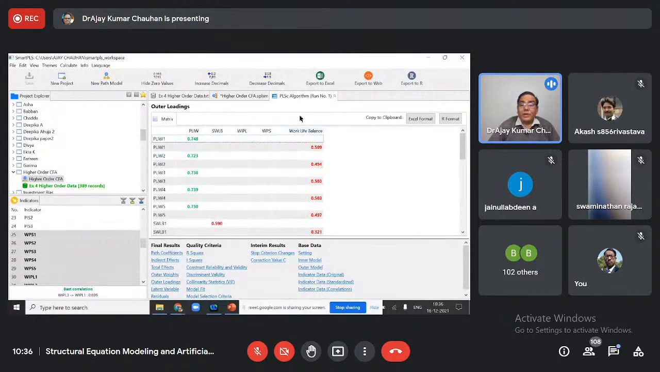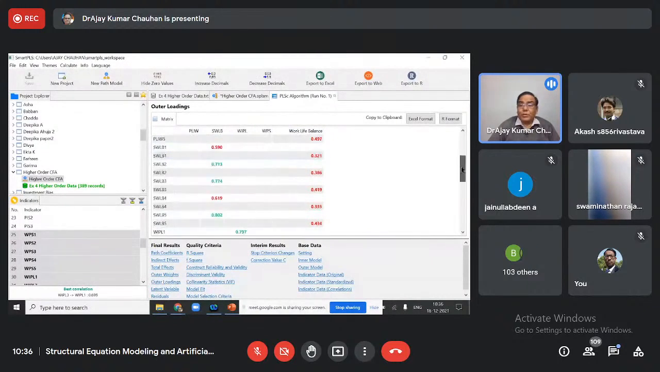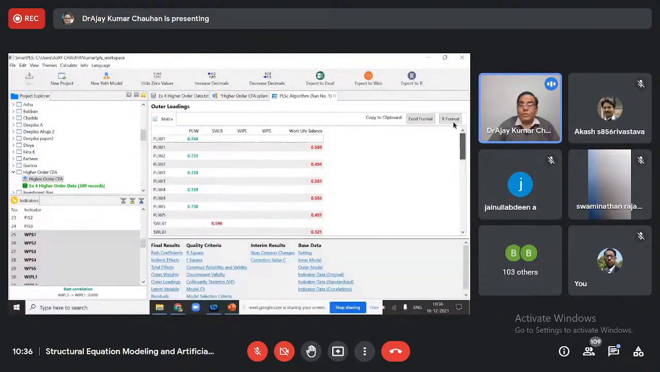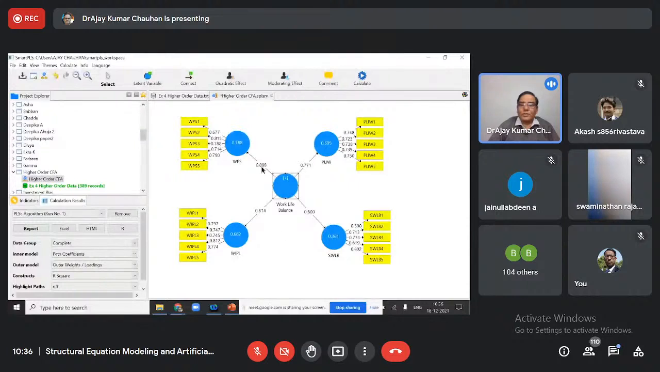You can see that in work-life balance, the construct loading is a problem. All low construct loading we are having. So the conclusion is that the construct is not valid as a second order construct. So we cannot use this construct as a second order. The condition is not satisfied by the model.